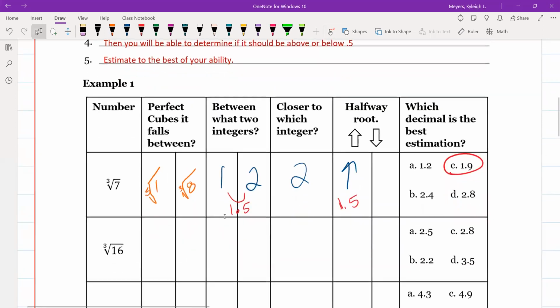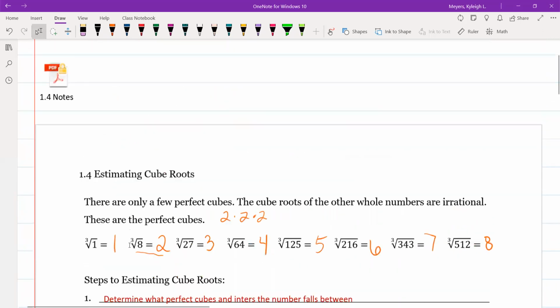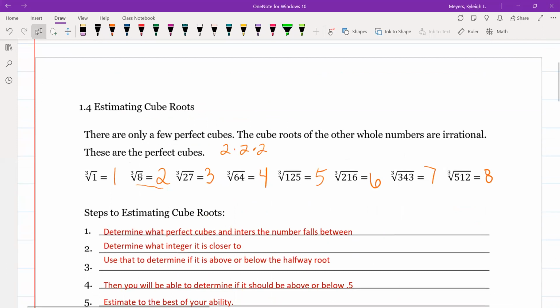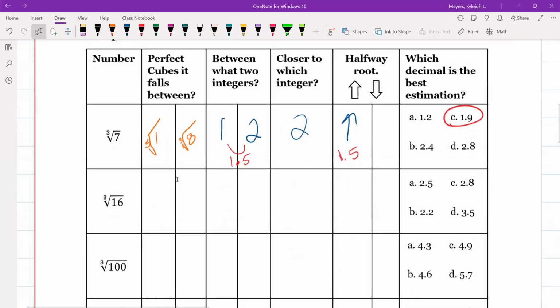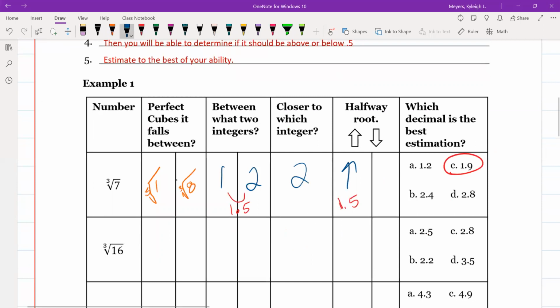All right, I'm going to do one more, and then I'm going to ask you to do the other two. So this is the cube root of 16. Cube root of 16 falls between the cube root of 8 and the cube root of 27. And those are integers. Cube root of 8 is 2, cube root of 27 is 3.